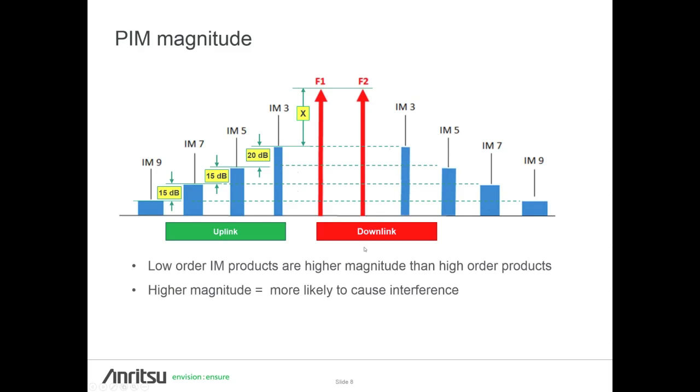Now, no two PIM sources are exactly the same, and the numbers I'm showing here are based on thousands of measurements and coming up with an average of what it tends to look like. But the message here is, if you notice, the magnitude difference between IM3 and IM9 in this case is 50 dB. So if I have IM3 falling in my band, the signal is typically 50 dB higher than if it's IM9 that's falling in my band.